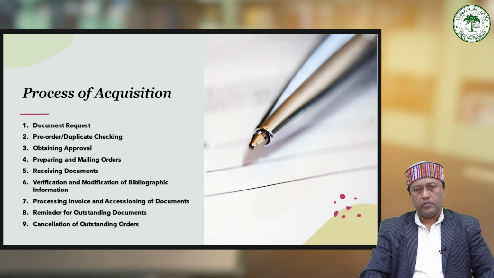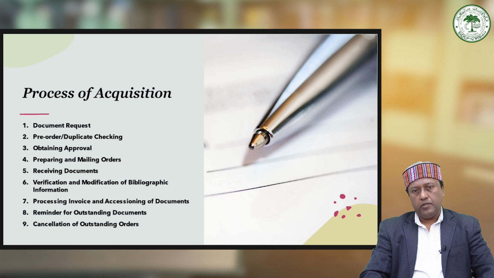So next in the process is verification and modification of bibliographic information. Before processing, bibliographic details are verified to ensure that whatever we are receiving is as per the order, and the complete bibliographic information matches, meaning title, edition, publisher, everything. When everything matches, then only you should process it. The acquisition system allows for necessary changes before documents are processed for accessioning and invoicing.